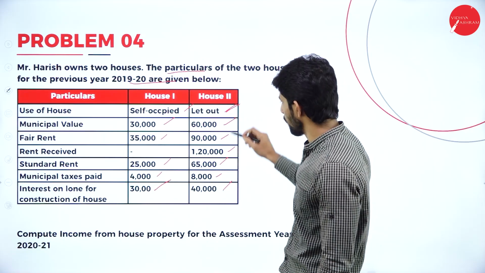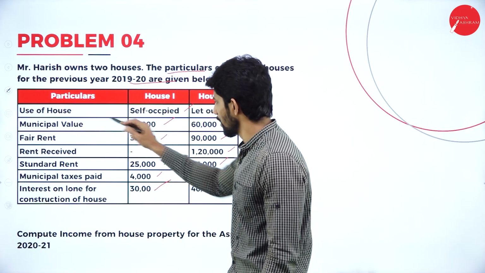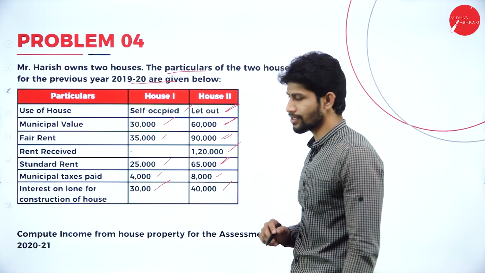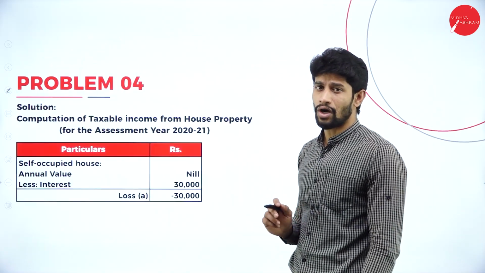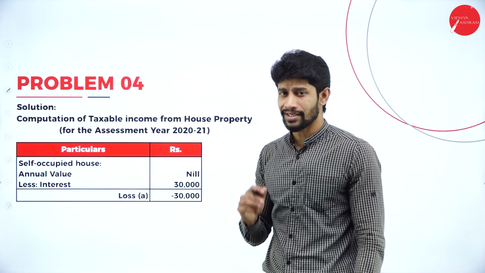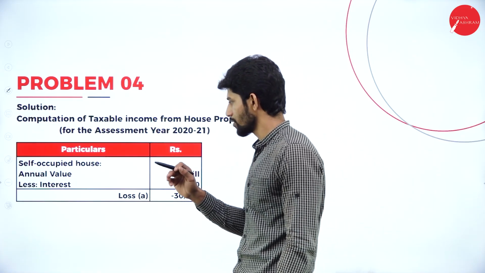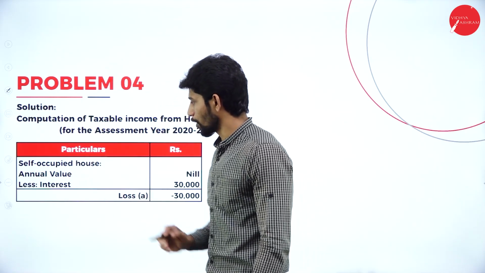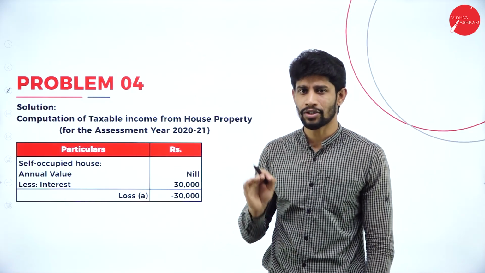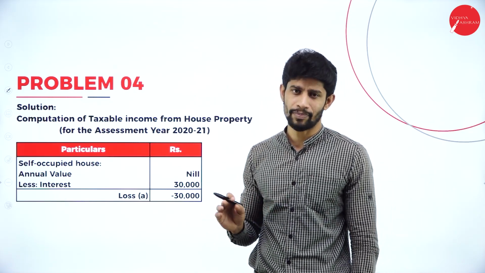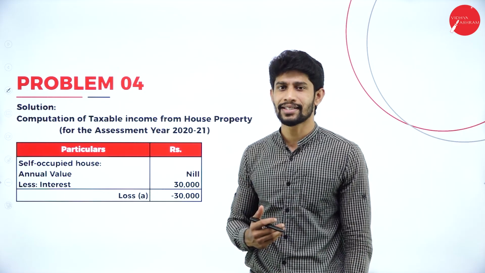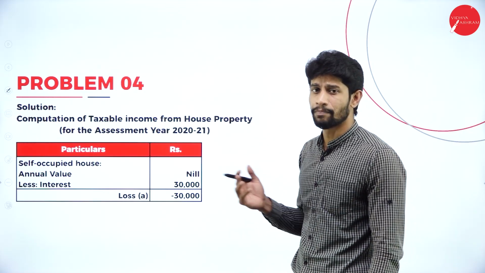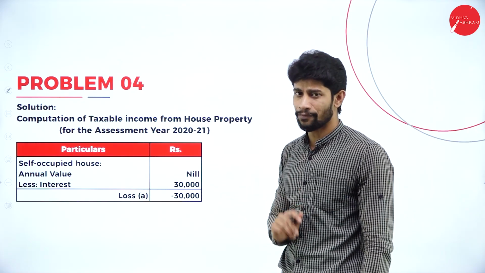So here all the four informations are given. Municipal value is given, fair rent is given, rent received is given, standard rent is given. So first we solve with self-occupied property, that is house 1. So in self-occupied property, we will not be considering the gross annual value and municipal tax paid, because we are not receiving the rent to compute the gross annual value, right? It is a self-occupied property.